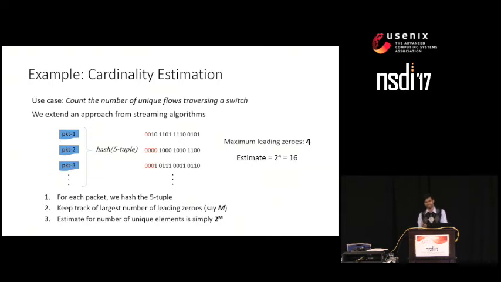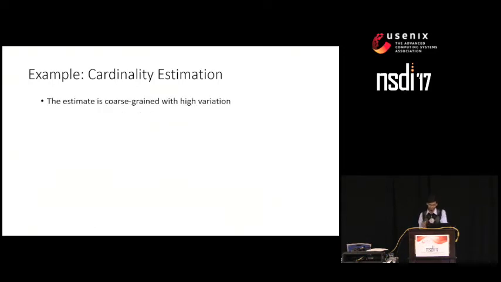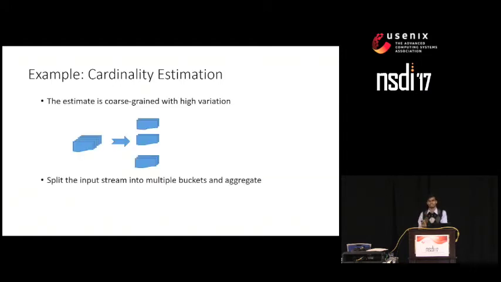And as you might have noticed, this has a couple of issues. The estimate is fairly coarse-grained, and it exhibits very high variation, especially if you have very few elements in the packet stream. So we are going to solve this by splitting the input stream into multiple buckets, such that each unique element goes into a unique bucket. And then we are going to maintain separate estimates of each of these buckets, and then finally average and aggregate across all these buckets. And this gives a fairly good estimate with a low variation.